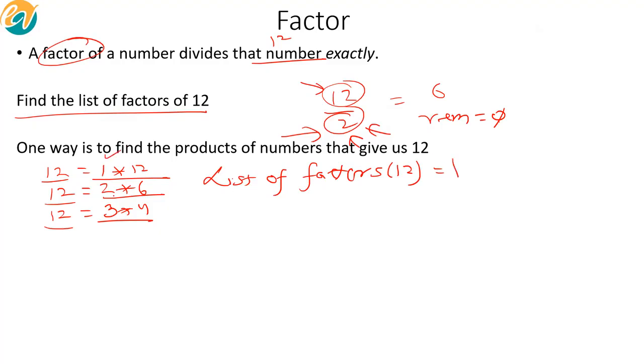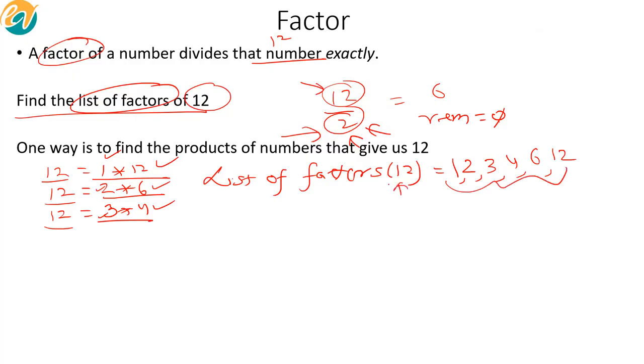1, 2, 3, 4, 6, and finally 12. So we have now arrived at the list of factors of 12: 1, 2, 3, 4, 6, and 12. And if you notice, each of these numbers divides 12 exactly with remainder 0.